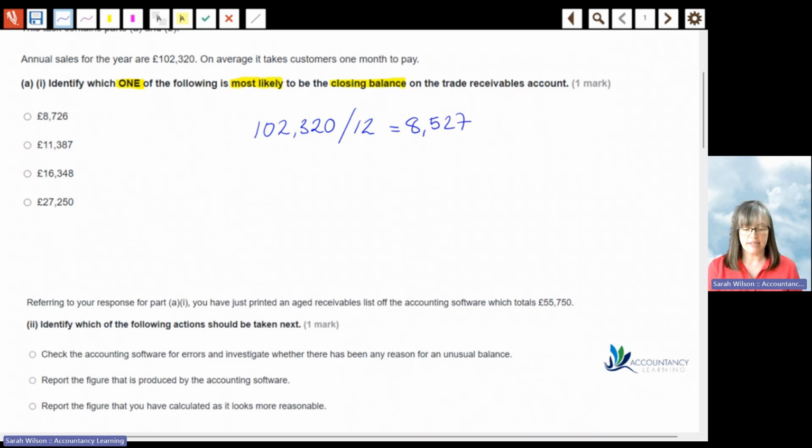Now that figure isn't one of the figures that we are given in the question. So we now need to take note of these words here, most likely. So we need to choose as our answer the one that is closest to our estimate here, in which case it'll be £8,726.